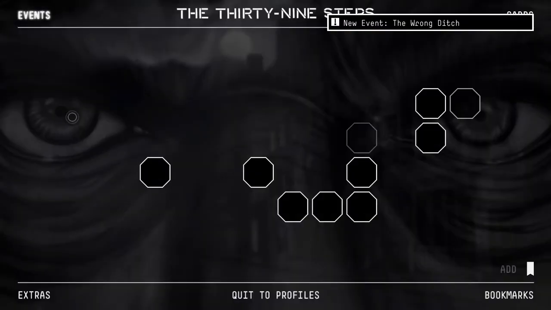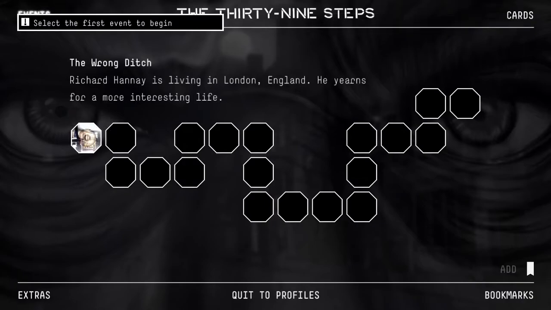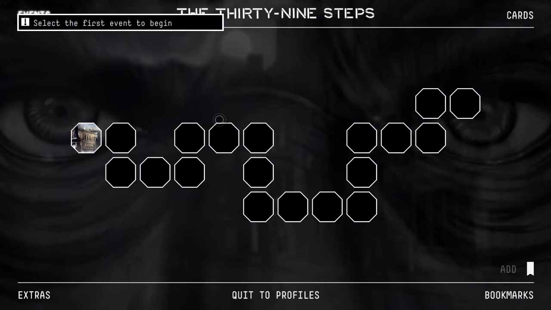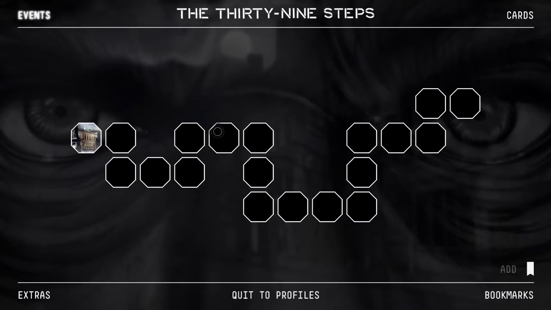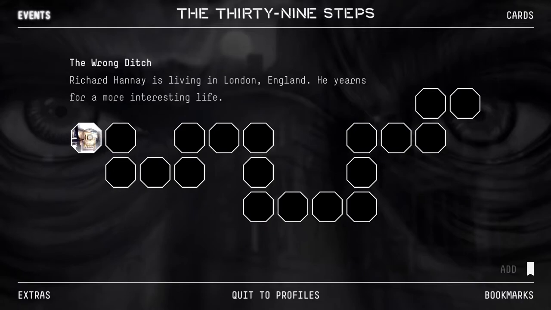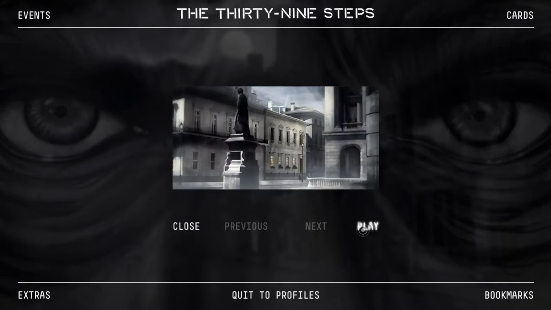New event, the wrong ditch. Okay, so this is basically a timeline. You collect all of these different events and you go through each and every one of them to progress through this story. So let's start with the wrong ditch. Let's press play.